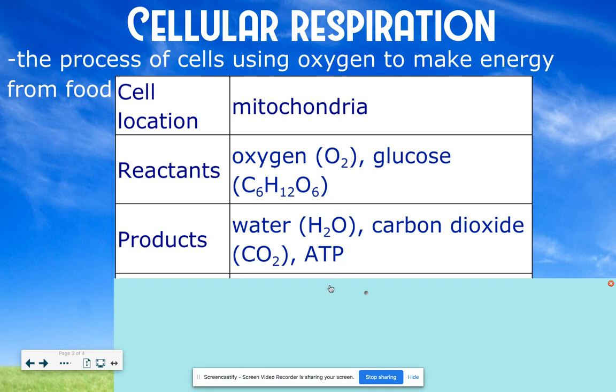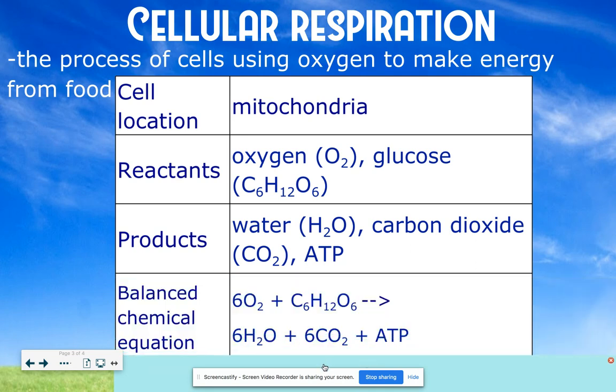ATP stands for adenosine triphosphate, and that's the type of energy we get, and that helps us continue all the necessary functions. So our balanced equation for cellular respiration is 6 molecules of oxygen plus some glucose, some food. So we have to breathe in oxygen and eat some food to get water, carbon dioxide, which we exhale, and energy to continue about our lives.